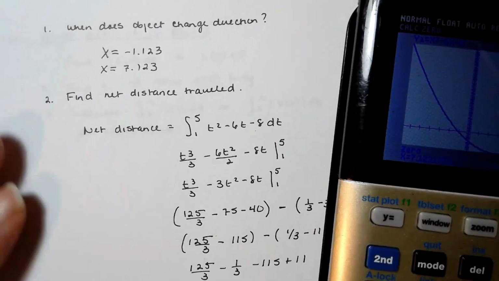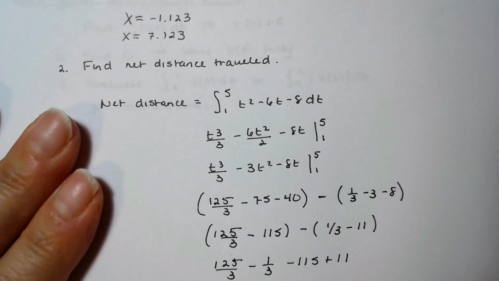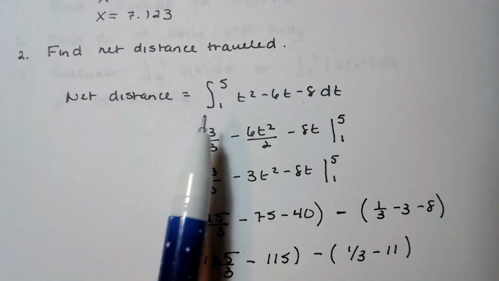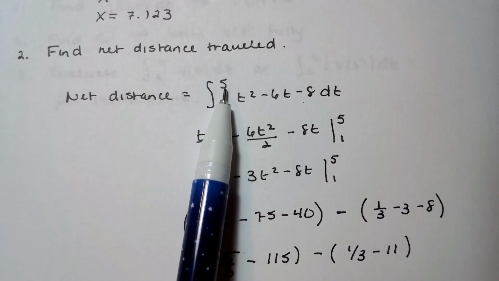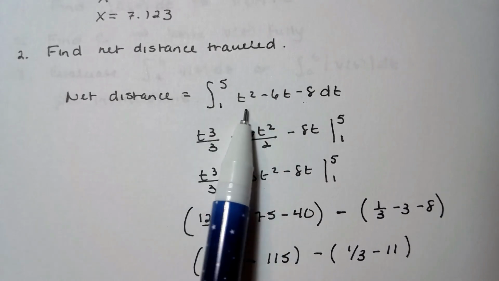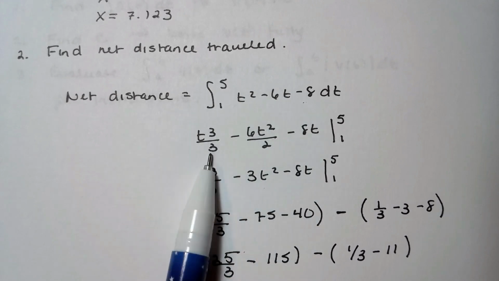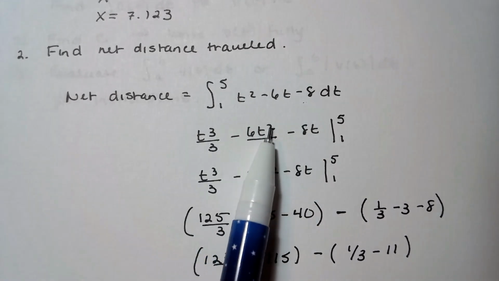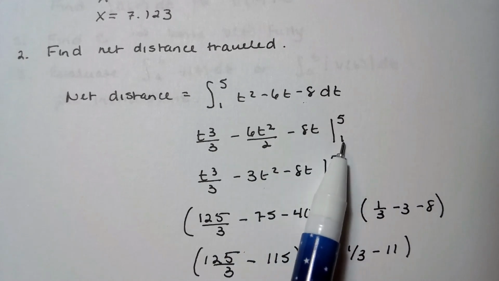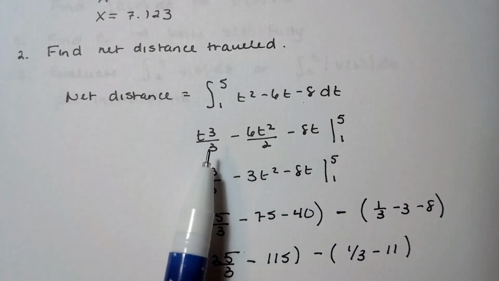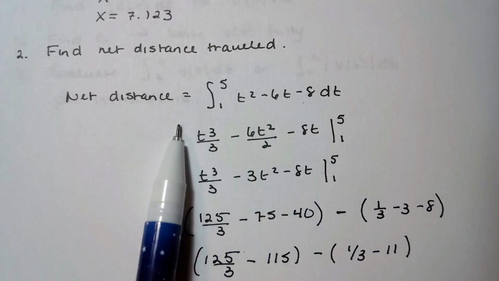Now the next thing we want to find is the net distance traveled. And what we know is that the net distance traveled is just equal to the definite integral over the given time interval, so from time equals 1 to time equals 5, of our velocity function. If we integrate this, we're going to have t cubed over 3 minus 6t squared over 2 minus 8t, and we're going to evaluate that from 1 to 5, right? And when you're doing this work on an FRQ, this must be shown just like this.